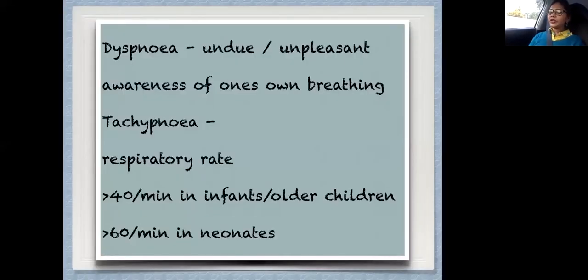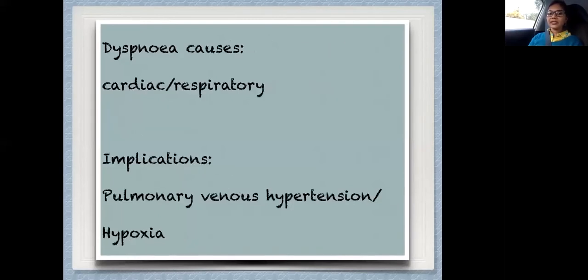Dyspnea. You all know that dyspnea is defined as an undue or unpleasant awareness of one's own breathing. Tachypnea is an increase in respiratory rate, and you know how it is defined: more than 40 per minute in infants and older children, and more than 60 per minute in neonates. The causes of dyspnea could be either cardiac or respiratory. When you think about dyspnea from a cardiac point of view, it implies either pulmonary venous hypertension or hypoxia. When a patient has either hypoxia or pulmonary venous hypertension, sometimes both combined, they can present with dyspnea.